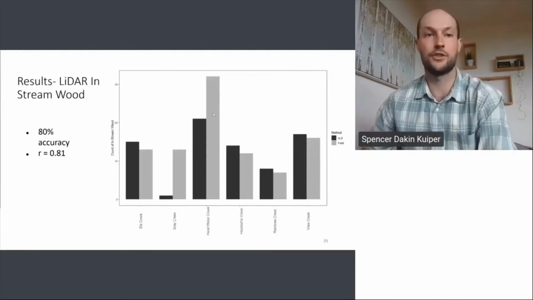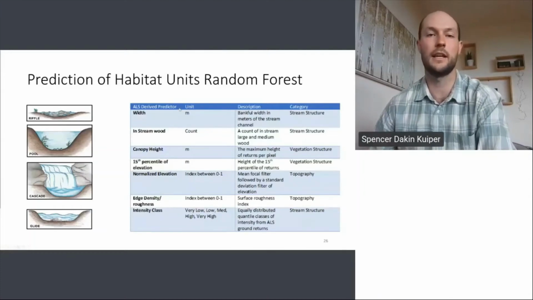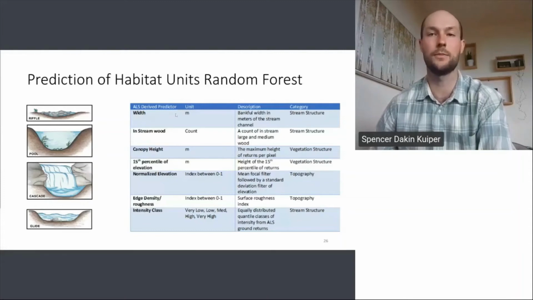After extracting all of these different attributes, we used them as predictor variables in a random forest machine learning classification algorithm to predict our riffles, pools, glides, and cascades. We also used an intensity class.